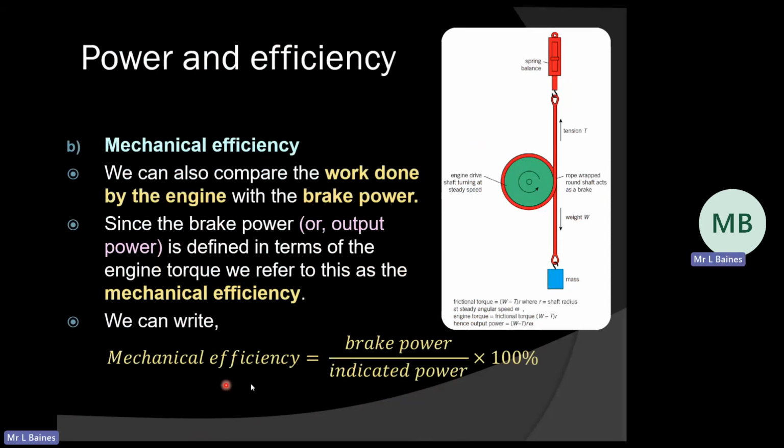All right. We can look at this as mechanical efficiency. And for mechanical efficiency, we need the brake power, the output power, divided by the indicated power, the work that's being done within my engine. Again, we've got to multiply it by 100 to turn it into a percentage. So that's mechanical efficiency. How much useful energy is there?